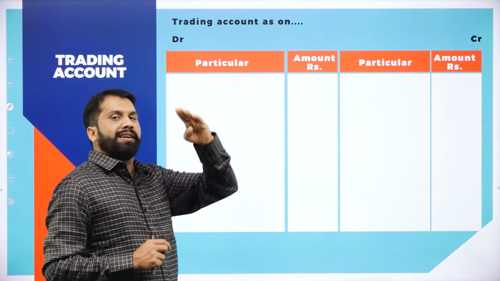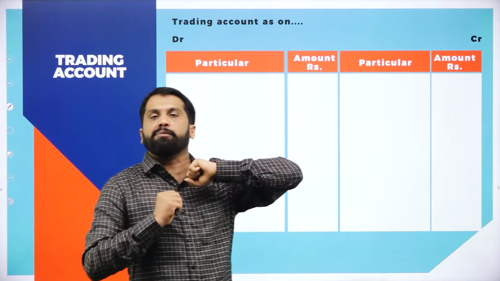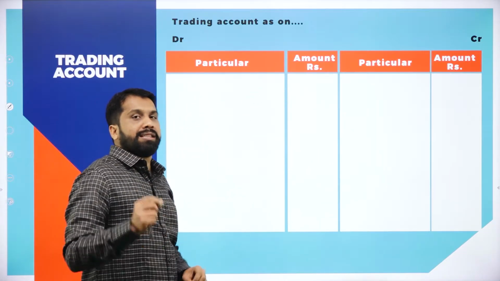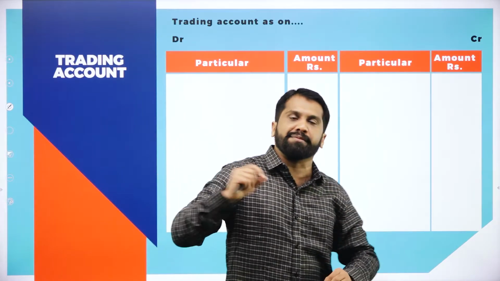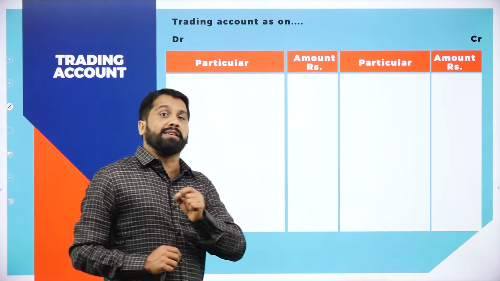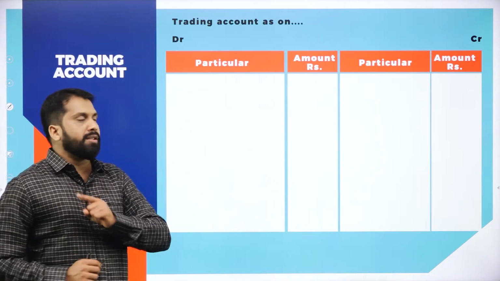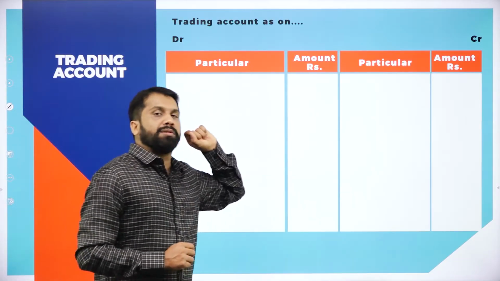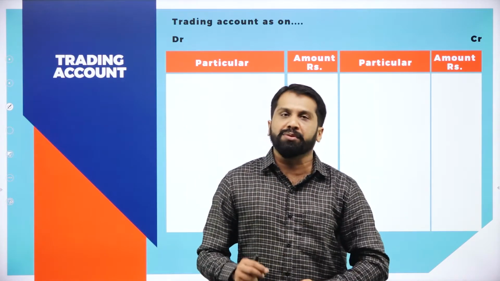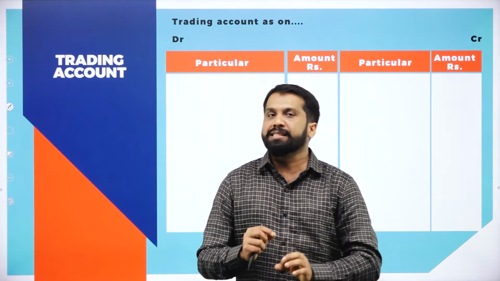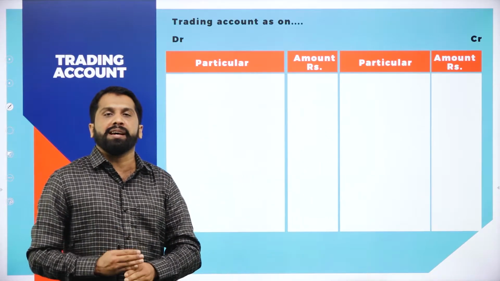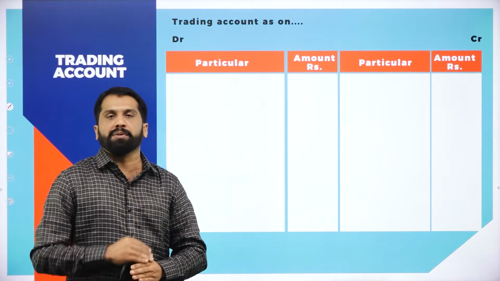Normally we prepare trading and P&L together. Then what should we write? Trading and P&L account as on 31st March 2020. In your problem, they have given 31st March 2021. What should you do? Similarly, trading and P&L account as on 31st March 2021. Simple, but heading is a must. Without heading, don't start your problem.